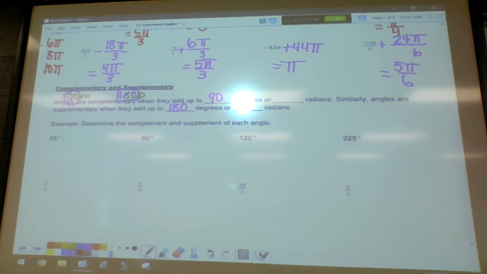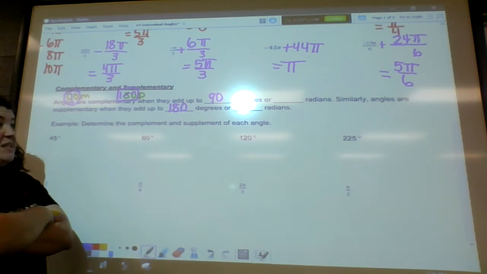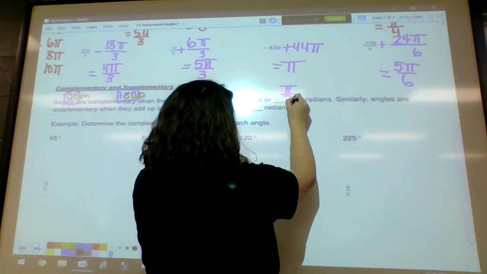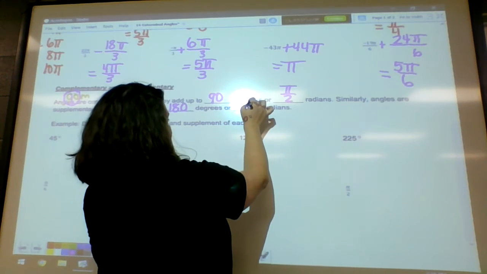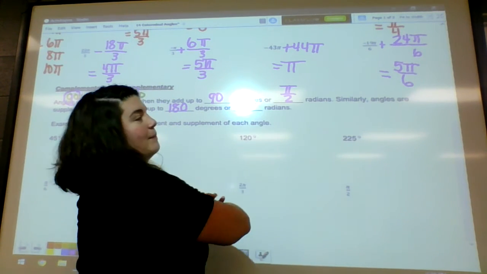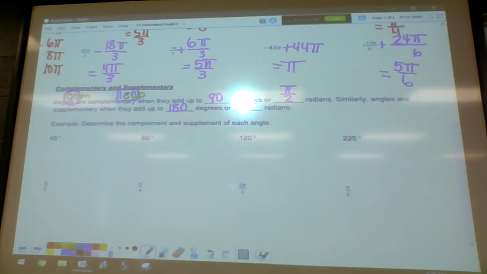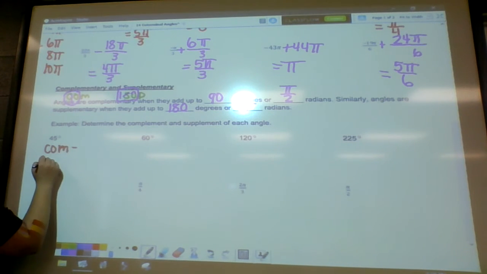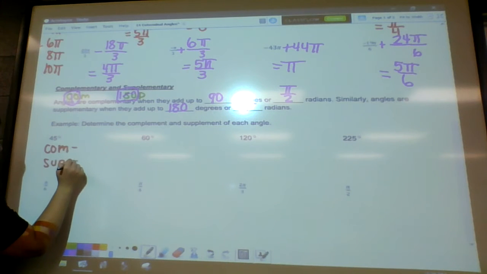If it's not in degrees, if it's in radians, 90 degrees in radians is going to be pi over 2. And then 180 in radians is pi. So if we're looking at the radian ones down here, we'll have to go to pi over 2 and pi. All right, so when you do this, just make sure you label like complementary, right? And then supplementary so you know which one's which.